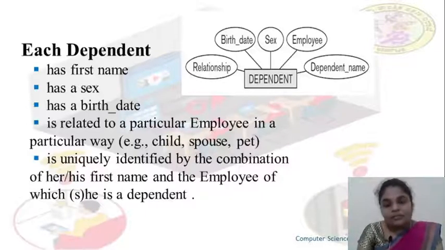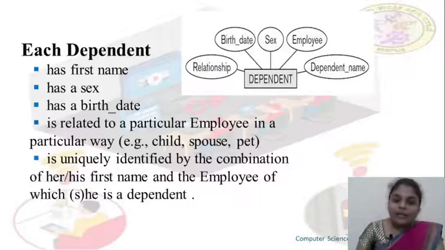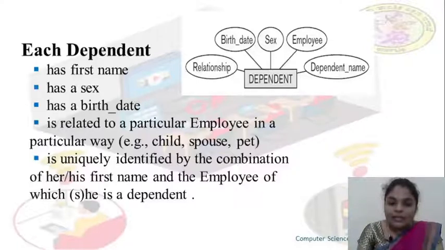So what we do, for them we maintain a separate entity called dependent. Assume the employee has some children whom he wants to enroll in the dependent part. In the dependent part, it can have the first name, the name of the child, the sex of the child, whether male or female, the date of birth of the child, and how he is related to the employee. For example, a child, or the spouse, or parents, or even sometimes pets. A dependent is uniquely identified by a combination of her or his first name and the employee on whom he is depending.